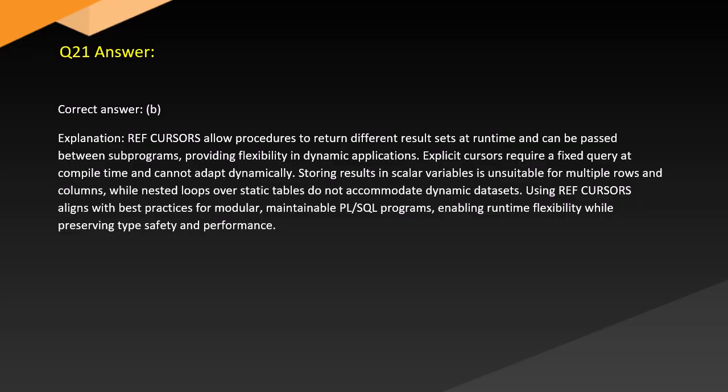Answer. Correct answer B. Explanation. Ref cursors allow procedures to return different result sets at runtime and can be passed between subprograms, providing flexibility in dynamic applications. Explicit cursors require a fixed query at compile time and cannot adapt dynamically. Storing results in scalar variables is unsuitable for multiple rows and columns, while nested loops over static tables do not accommodate dynamic datasets.